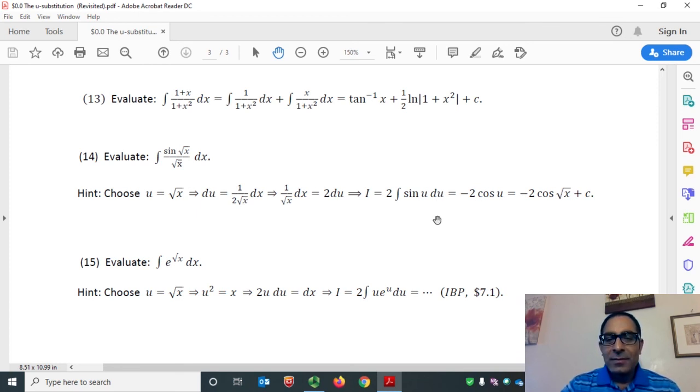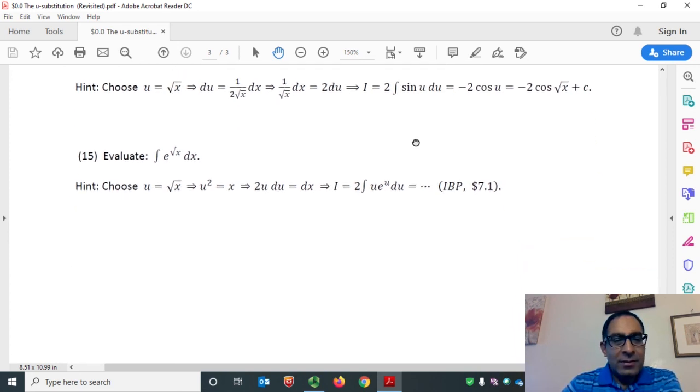So in the next step, the 2 as it is, integration of sine u becomes negative cosine u. That's why the minus sign is there. Then resubstitute the variables. This equals negative 2 times cosine radical x plus c. Great. I hope you have more or less an idea now how to use the U-sub technique.